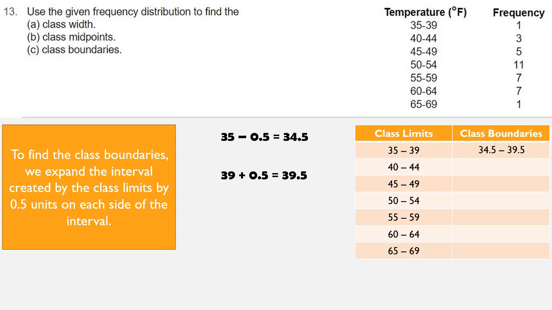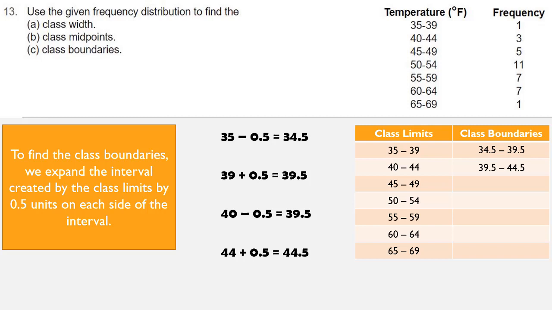Let's do it again. We'll use the 40 and the 44. 40 minus 0.5 is 39.5. 44 plus 0.5 is 44.5. So that gives us 39.5 to 44.5. We do the same thing for all of those class limits to obtain the class boundaries.